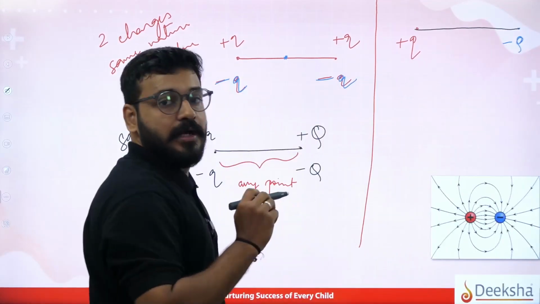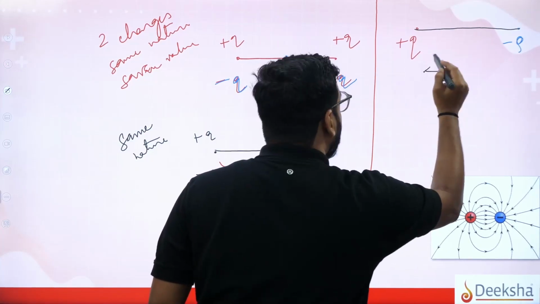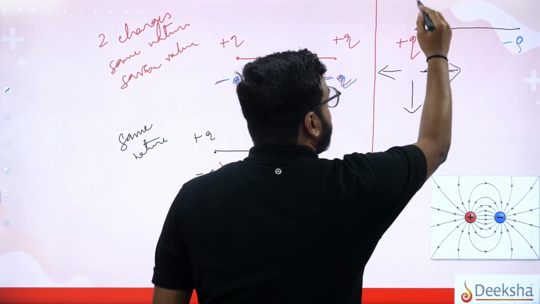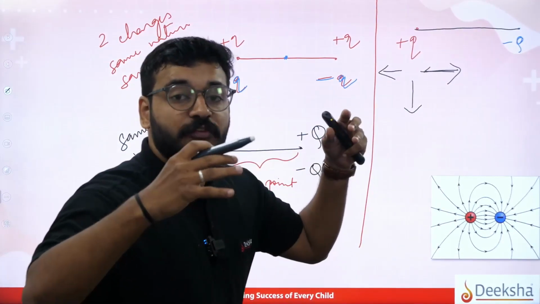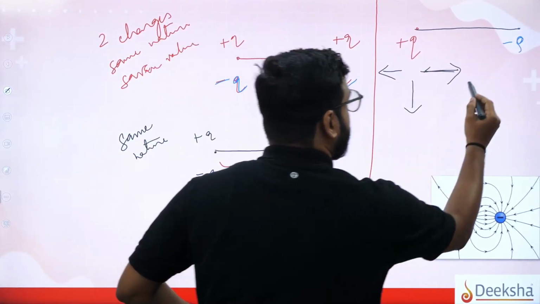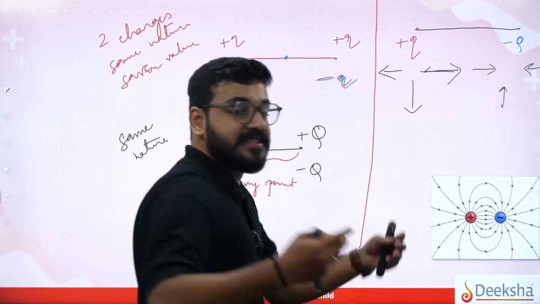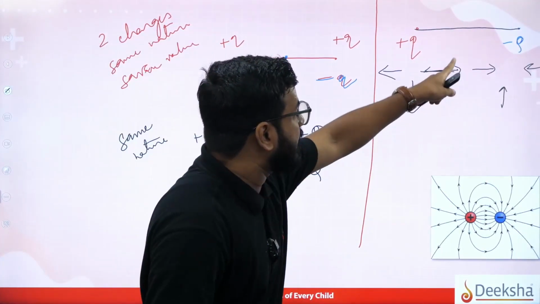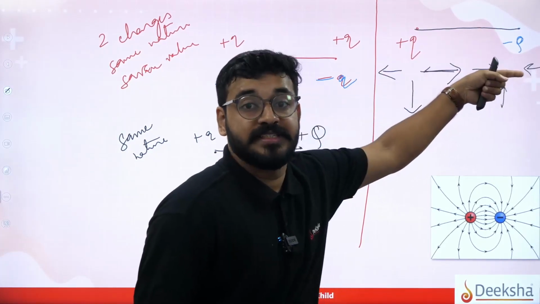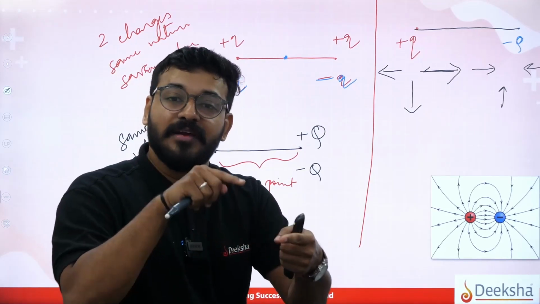So at this point, see the electric field direction. The positive charge has electric field direction outwards. It is moving outwards, whereas for the negative charge, the electric field is inwards. It is coming inside. So see, in the middle both the fields are in the same direction. So they won't cancel out in the middle, right? Exactly in the middle they won't cancel out.